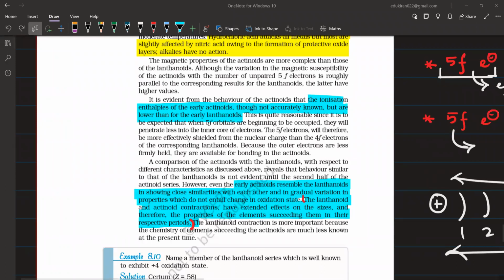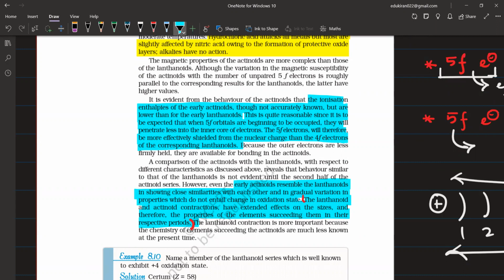Yes, sir. ठीक है। Now the ionization enthalpy is less and NCERT ने बहुत ही आसानी से लिखा, this is quite reasonable since it is to be expected when 5f orbitals are beginning to be occupied, they will penetrate less into the inner core electrons. The 5f electrons will therefore be more effectively shielded from the nuclear charge than the 4f electron of the corresponding lanthanide. So यहाँ पे अब ये बात कर रहे हैं कि 5f को जो भी शील्ड कर रहे हैं वो किस हद तक शील्ड कर रहे हैं, और 4f को जो लोग शील्ड कर रहे हैं, the electrons which are shielding 4f electron, उनकी effectivity क्या है?